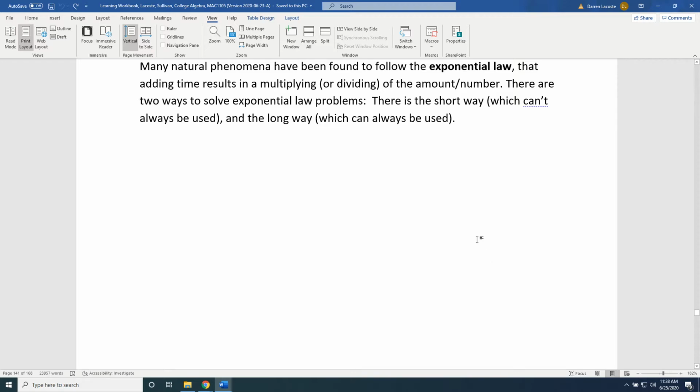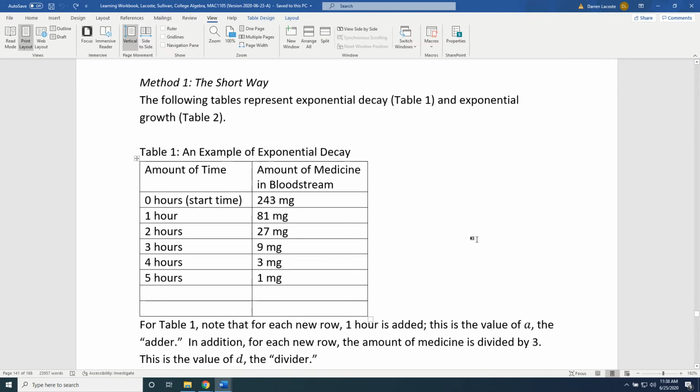We begin by looking at patterns. Method 1, the short way, using patterns. The following tables represent exponential decay, shown in Table 1, and exponential growth, shown in Table 2, which is a bit further down the screen. We begin by looking at Table 1, an example of exponential decay.